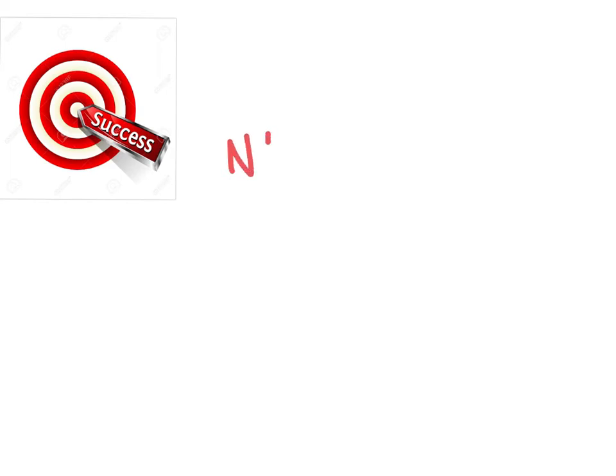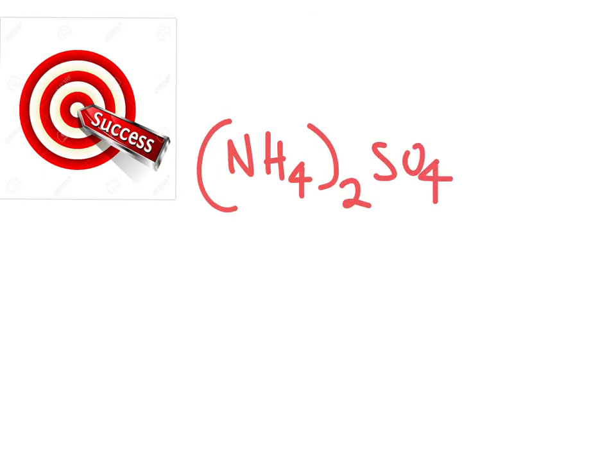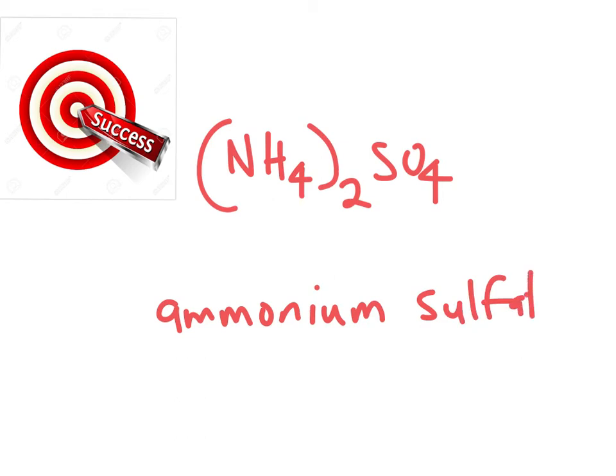The next example on your page is (NH4)2SO4. This is a type 1 compound because of the ammonium. Ammonium is always going to act like a type 1 compound. So as far as naming goes, we're going to name this ammonium because that's the name of the first part, or the cation, and the name of the second part is just sulfate. So the name of this guy is ammonium sulfate.